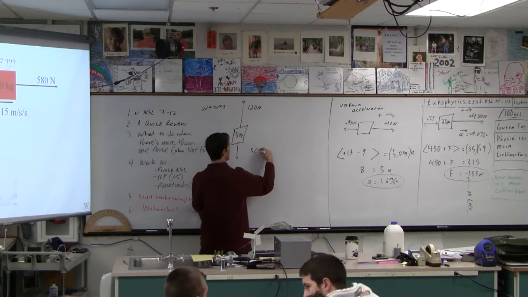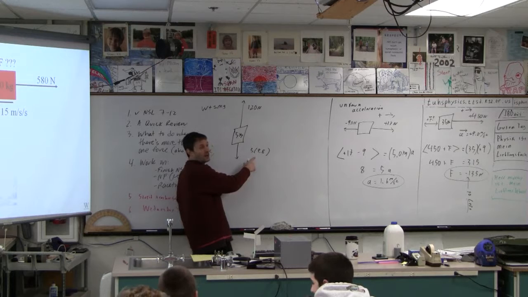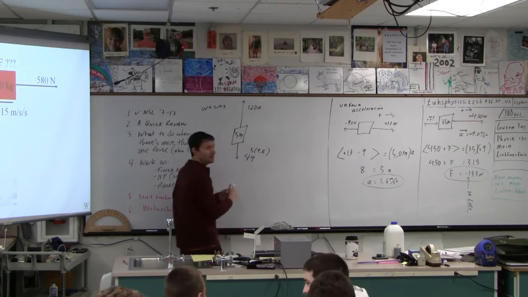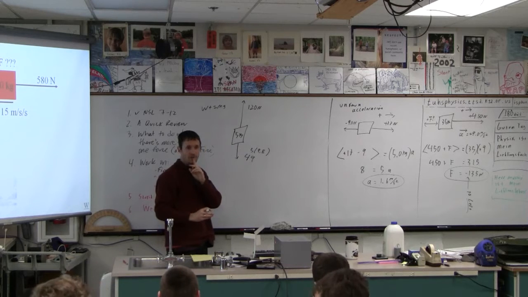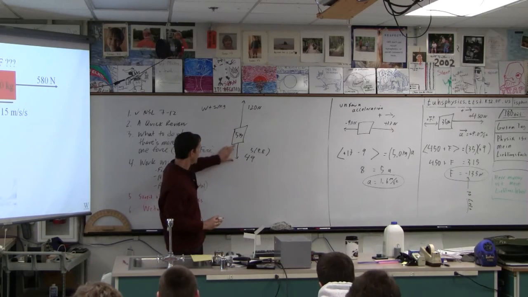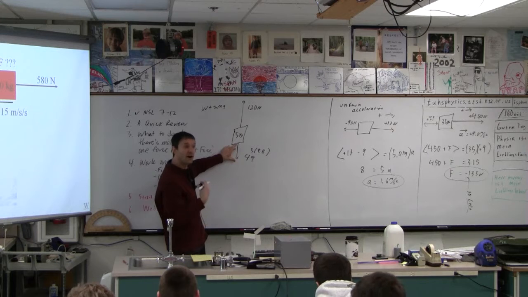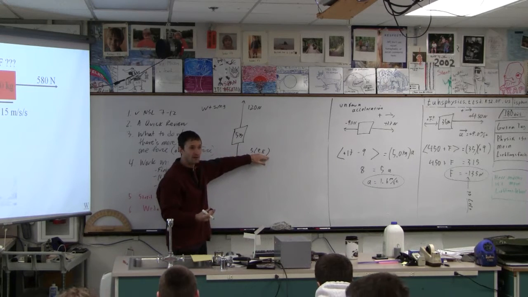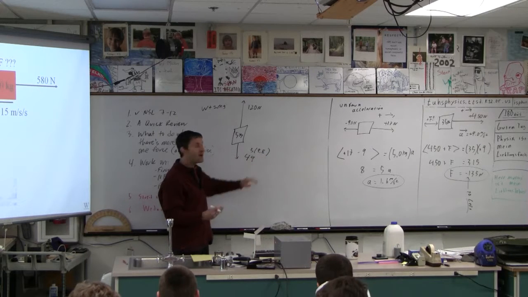So 5 times 9.8 is what? It's 49, right? So all you do in these types of problems is you just remember to add that force. You have to calculate it yourself. It's always m times g, and it's always down. That's not so hard, is it? Now we're all set.